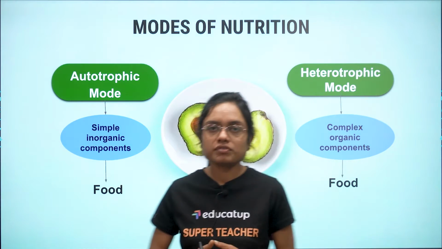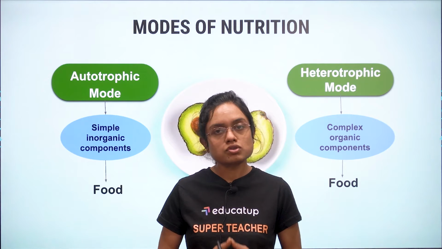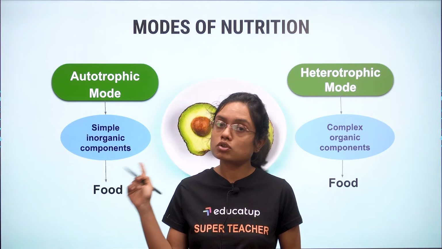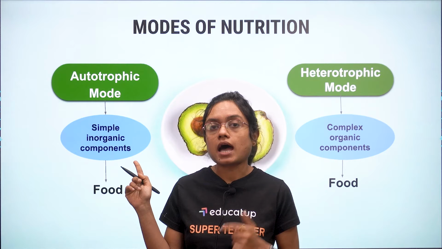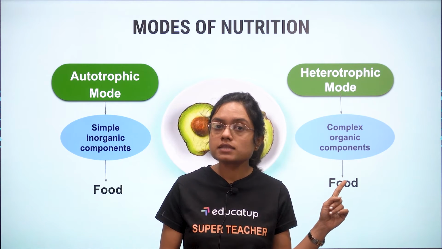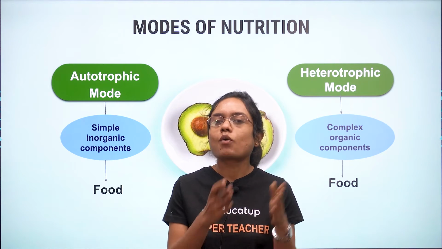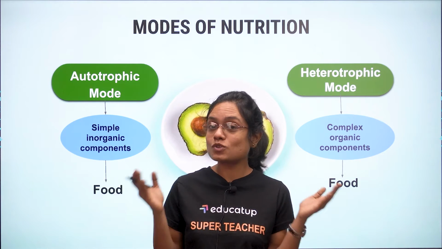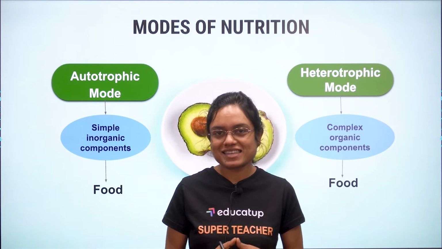Now, modes of nutrition. If we see the modes of nutrition, there are two modes: autotrophic mode and heterotrophic mode. In autotrophic mode, simple inorganic components are converted into food. And in heterotrophic mode, complex organic components are converted into food. Now the question is, what are inorganic components and what are organic components? Because the super science teacher Ambika hasn't told you yet. So now we are going to discuss the same. So let's see.